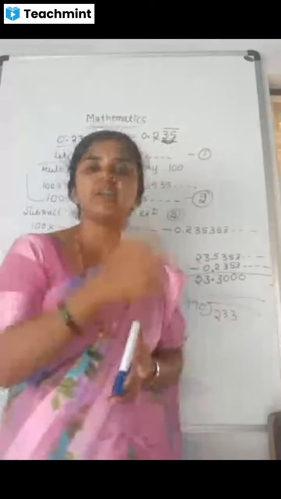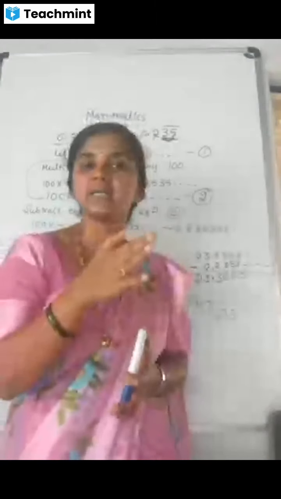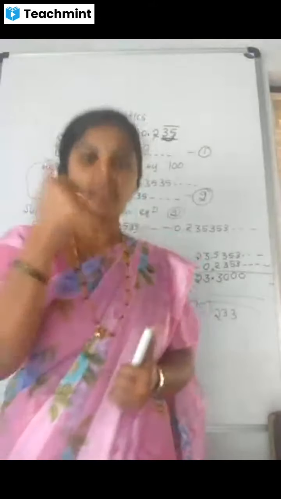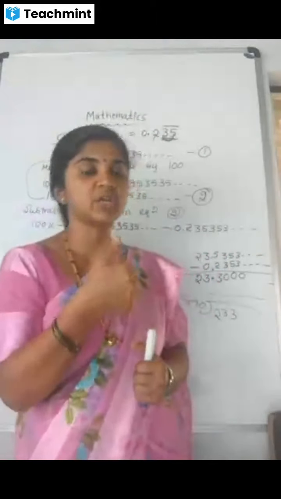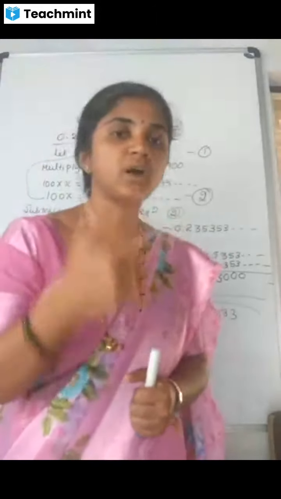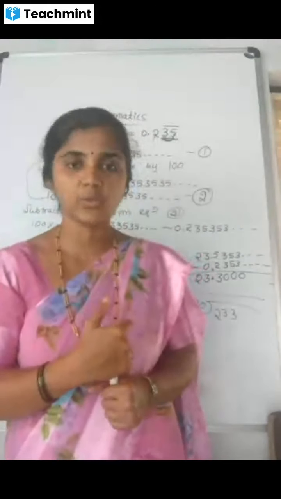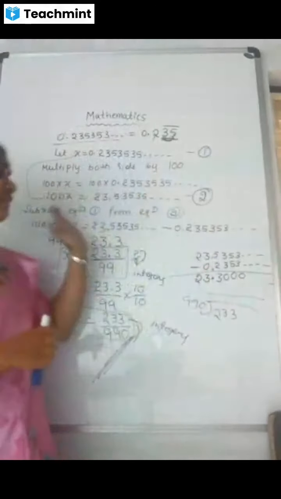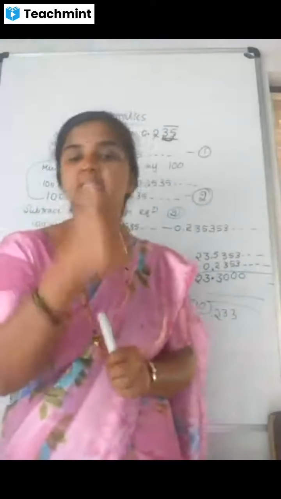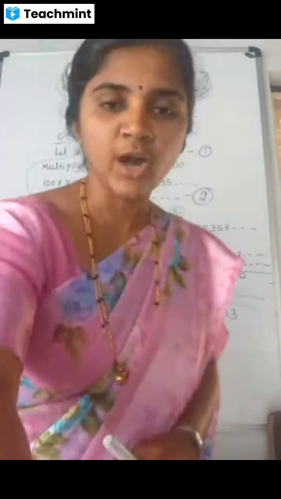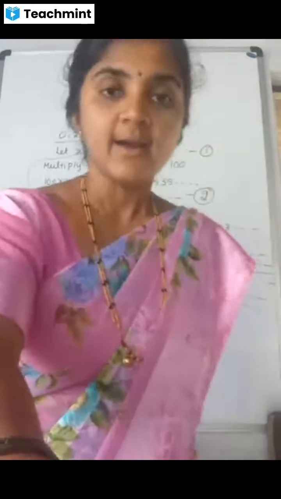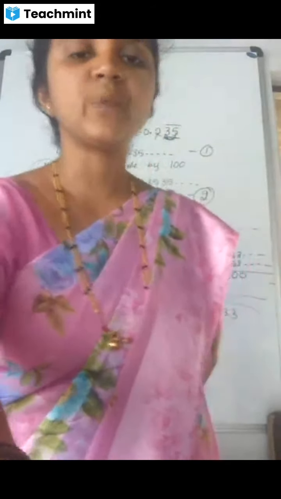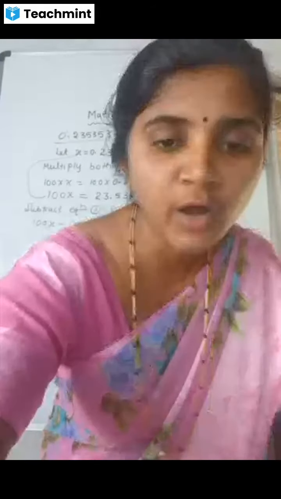So this is the conversion of non-terminating recurring into P by Q form. In this class, we learned how to convert the terminating decimal expansion into P by Q form and how to convert the non-terminating decimal expansion into P by Q form. So now, finally, we can conclude that the terminating decimal expansion and non-terminating recurring decimal expansion we can take in the rational group, and the last one, we cannot take for the rational group.